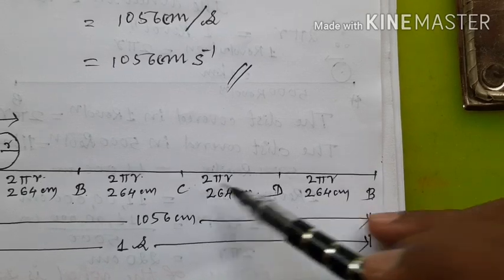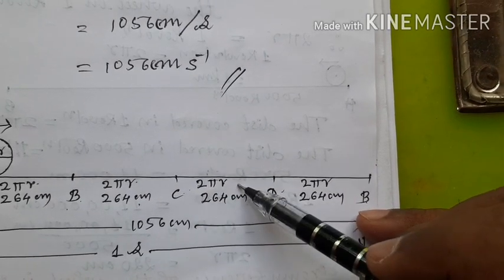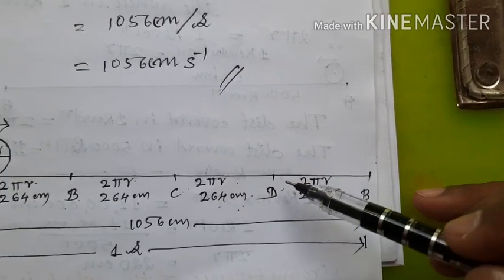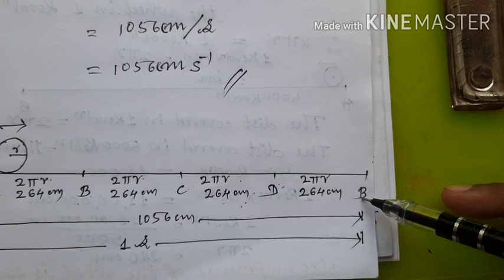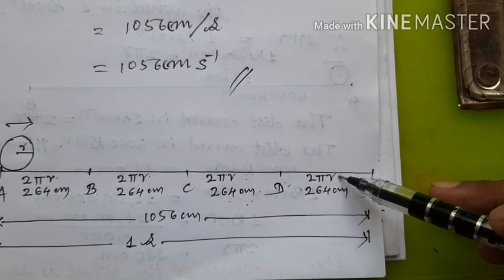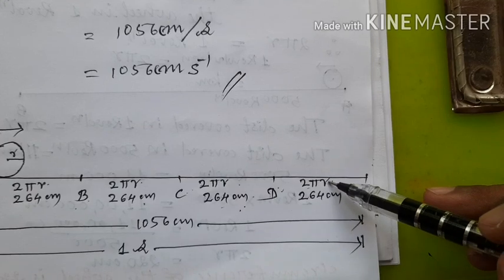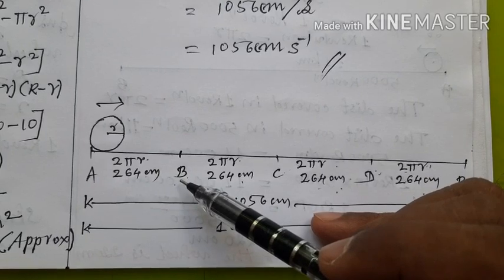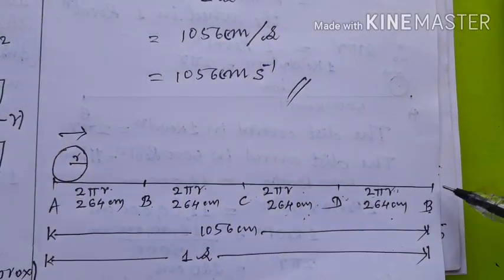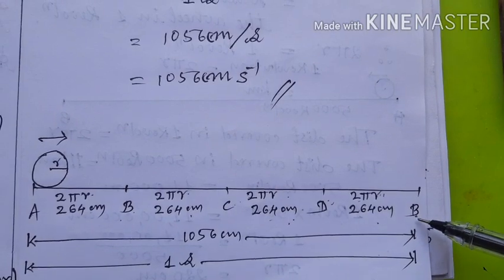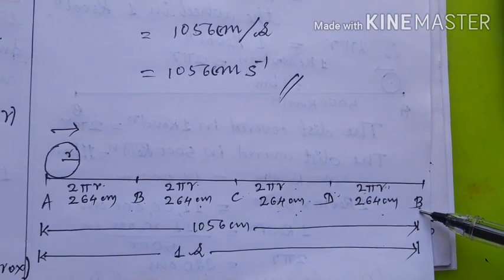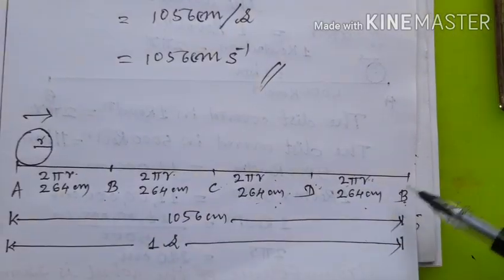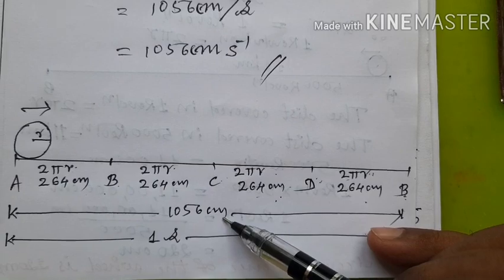The third revolution is C to D. Therefore, distance is 2 pi r and distance travelled is 264 centimeter, and its fourth revolution is D to A and is equal to the circumference of the wheel, which is 2 pi r, but this 2 pi r is equal to 264 centimeter. Therefore, A to B, B to C, C to D, D to A. When it moves from A to B, it will have completed 4 revolutions, and in each revolution distance travelled is 264 centimeter. Thus, in 4 revolutions it is 1056 centimeter.